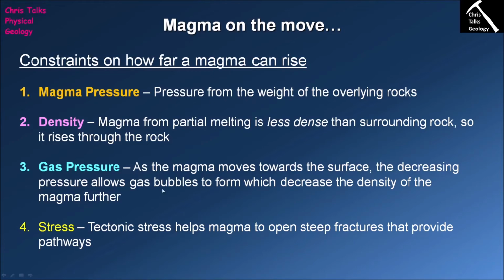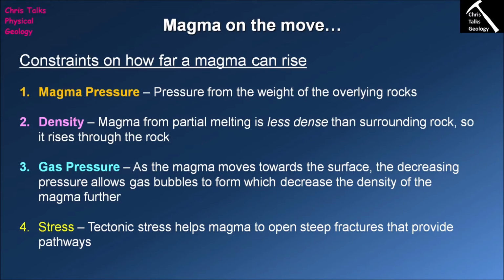The final factor that's going to help or hinder the passage of magma is stress. And we're talking about tectonic stresses here, produced by plate tectonic processes. So things like mountain building, for instance. These processes can be quite helpful because they can sometimes open up a lot of cracks, a lot of joints, a lot of faults through which magma can very easily move.